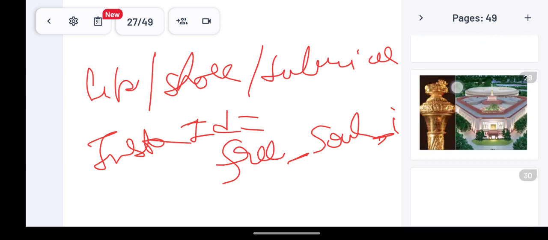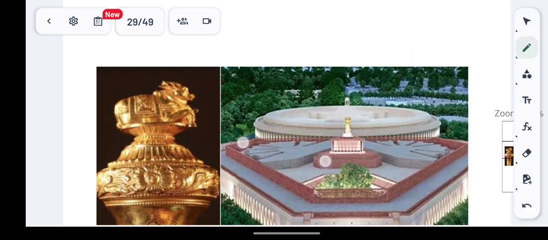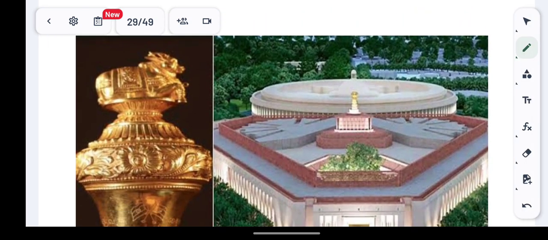And one more thing I just want to share. As we all know, today is Sunday, 28th May. So our Prime Minister has inaugurated our new parliament. So congratulations to all.